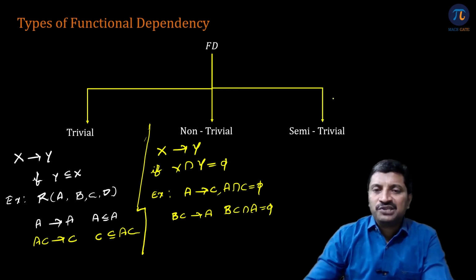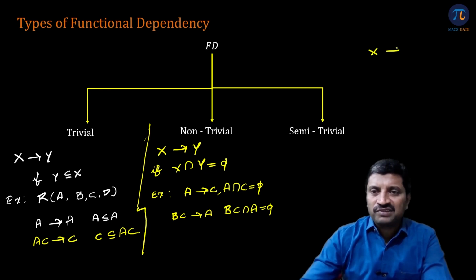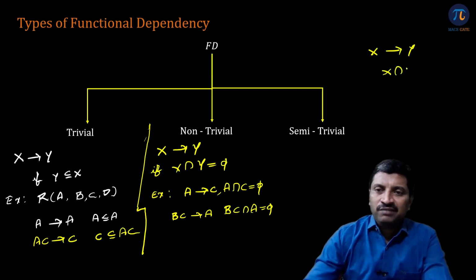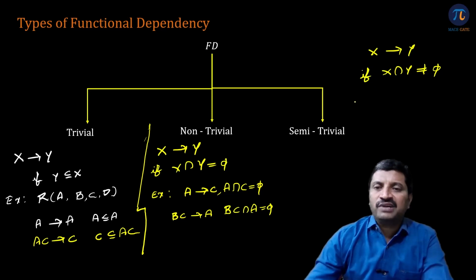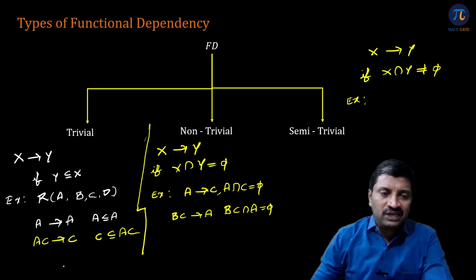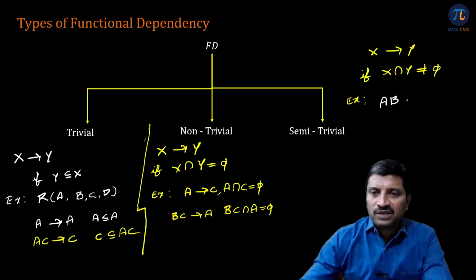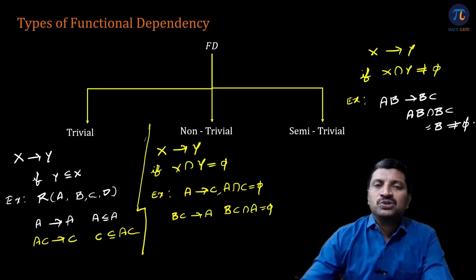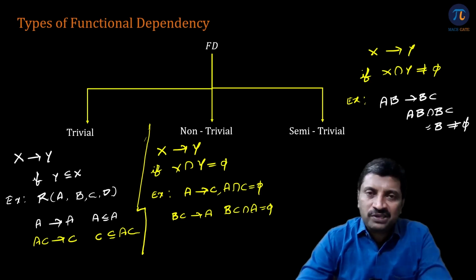The next one is semi-trivial functional dependency. What is semi-trivial functional dependency? Suppose X goes to Y is a functional dependency. If X intersection Y is not equal to empty, then we say it is semi-trivial. For example, suppose I have AB goes to BC. Then in this case, what is the intersection of AB and BC, sir? That is B. This is not equal to empty. So this is an example of a semi-trivial functional dependency. This is about the classification of functional dependencies.